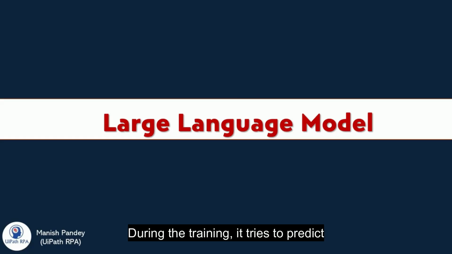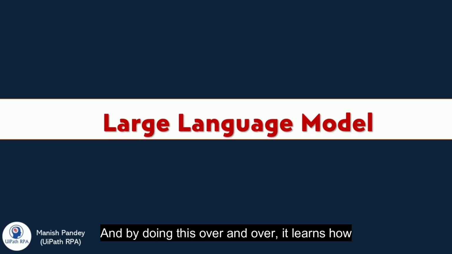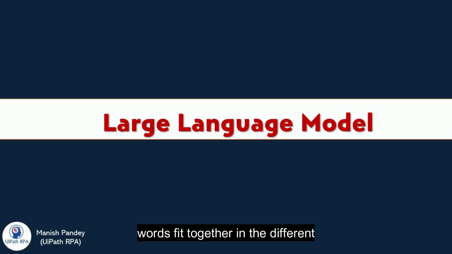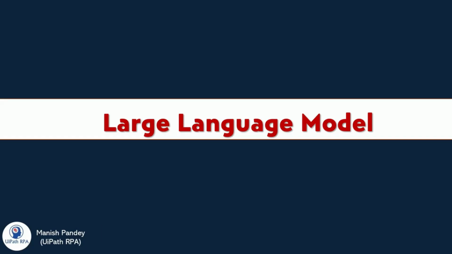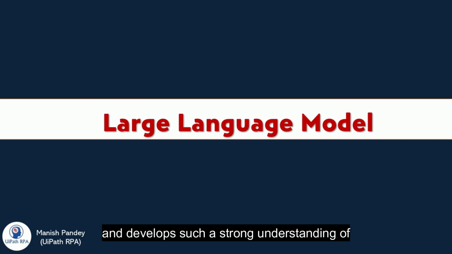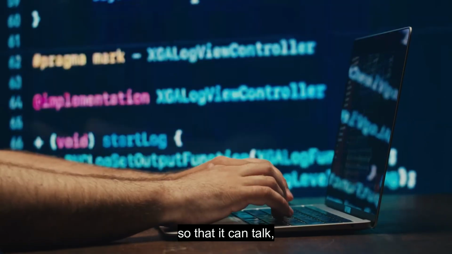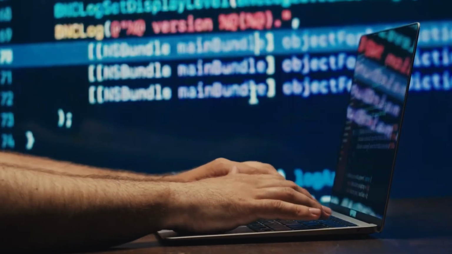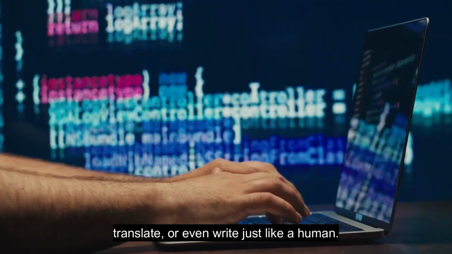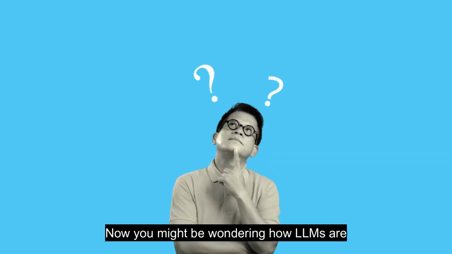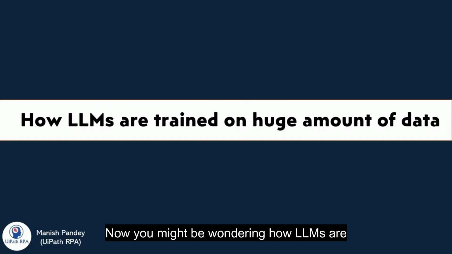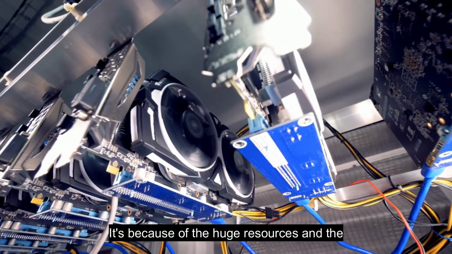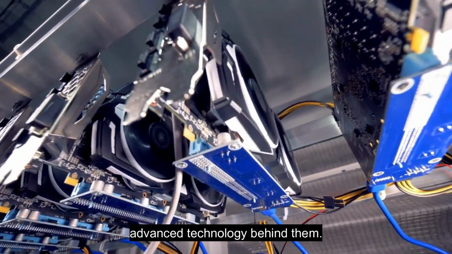During the training, it tries to predict missing words in sentences, and by doing this over and over, it learns how words fit together in different contexts and develops such a strong understanding of knowledge that it can talk, answer, translate, or even write just like a human. Now, you might be wondering how LLMs are trained on such a huge amount of data. It's because of the huge resources and the advanced technology behind them.